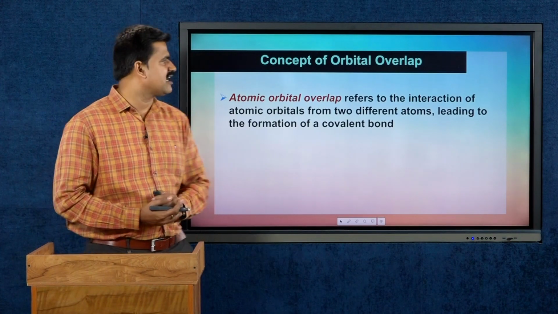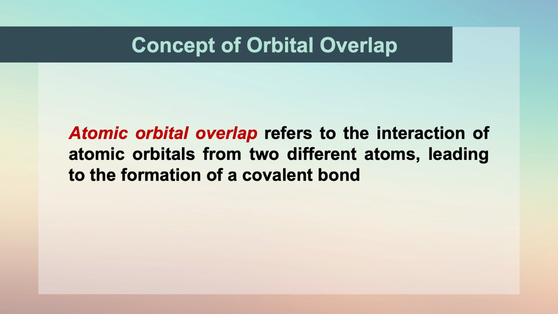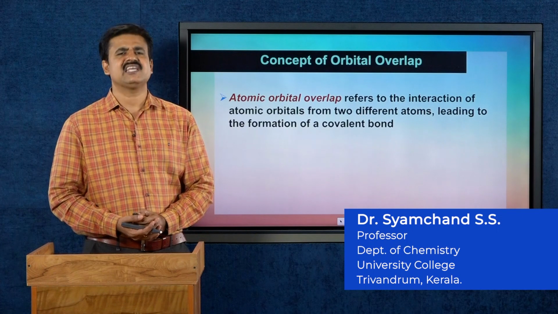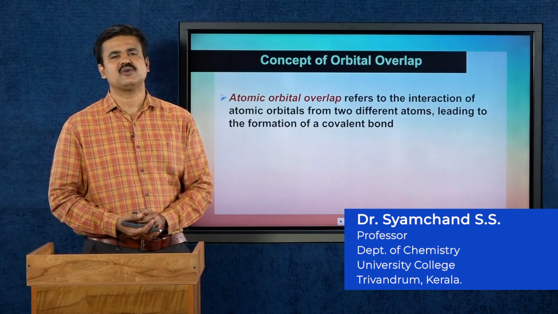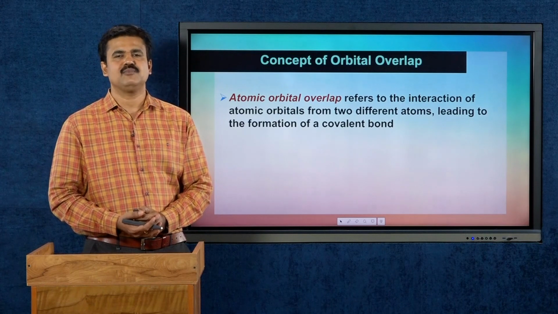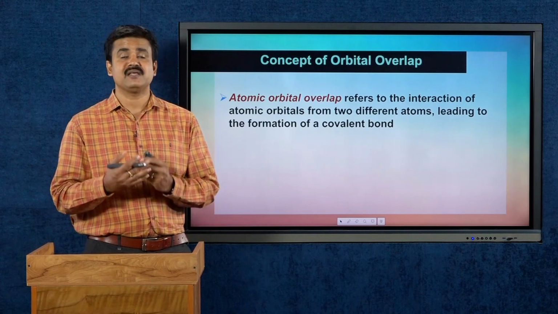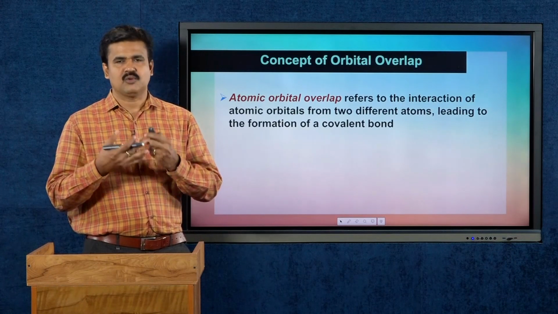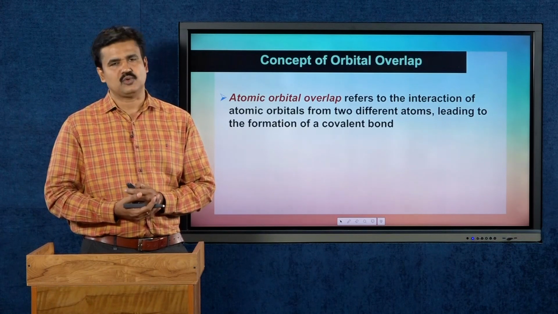Atomic orbital overlap refers to the interaction of atomic orbitals from two different atoms leading to the formation of a covalent bond. According to the valence bond theory concept, a chemical bond is formed by the overlapping of half-filled atomic orbitals. So what do you mean by the term overlap? Overlapping simply means the merging or combination of two different atomic orbitals.